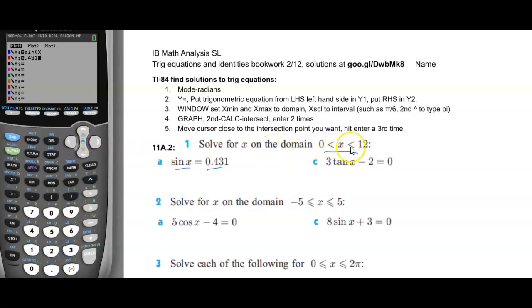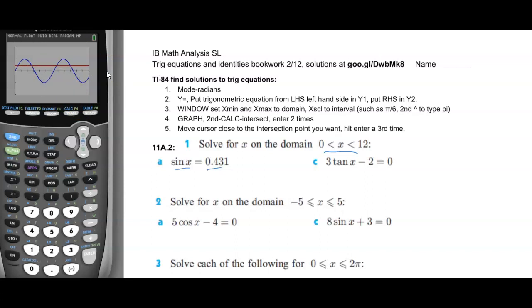But before we graph it, let's set the domain to be 0 through 12. That makes it a little bit easier to see how many solutions there are. So we go to Window, and we set xmin to 0 and xmax to 12. For ymin, we could just put like negative 2 to positive 2. Okay. All right, and then it's going to draw in red, 0.431.